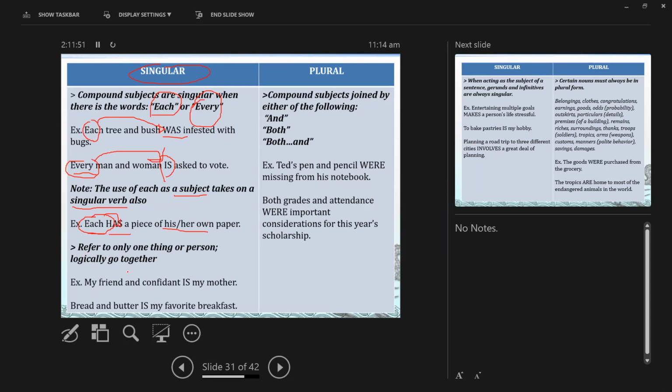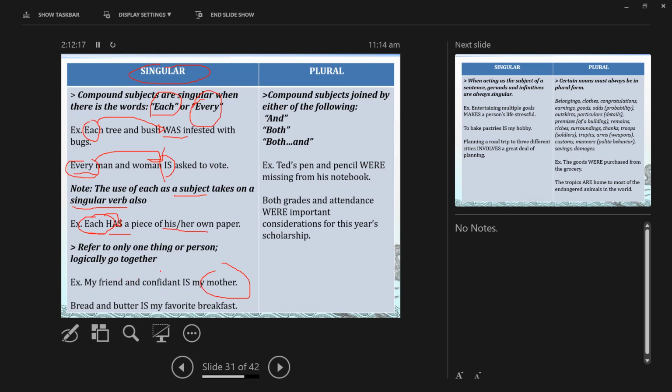Refer to only one thing or person logically go together. Okay. We're referring to only one thing or one person. So we have here, my friend and confidant is my mother. So we're pertaining to one person. We're pertaining to the mother. Ibig sabihin yung nanay daw niya, kaibigan na niya, katiwala niya pa.